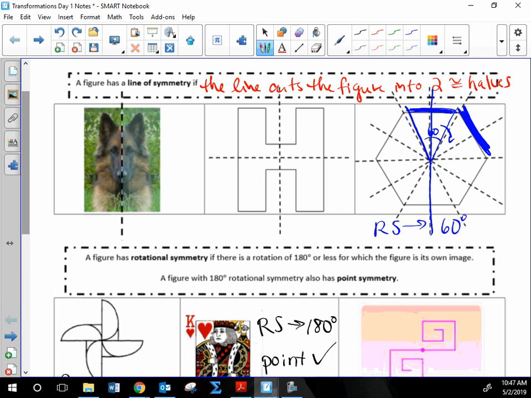Does it have point symmetry? Yes. If I flip it 180 degrees, it does indeed. So another way you can think of point symmetry is that if 180 is a multiple of your rotational symmetry, it has point symmetry. 180 is a multiple of 60.